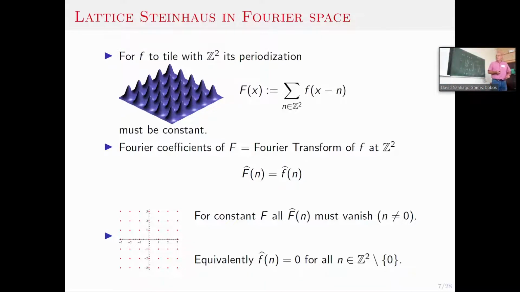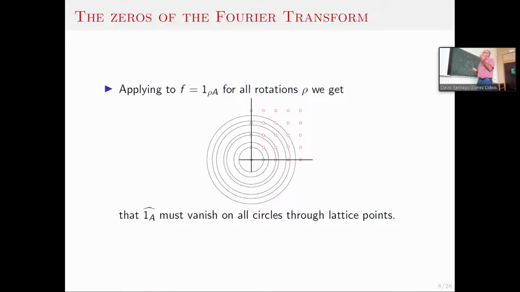Okay? But if you have a Steinhaus set and you look at its indicator function, it must have this property for all the rotates of itself. So if you have a function whose Fourier transform vanishes at those points, and you rotate the function, the Fourier transform also rotates, which means that the Fourier transform of f will also vanish at every rotation of this lattice.